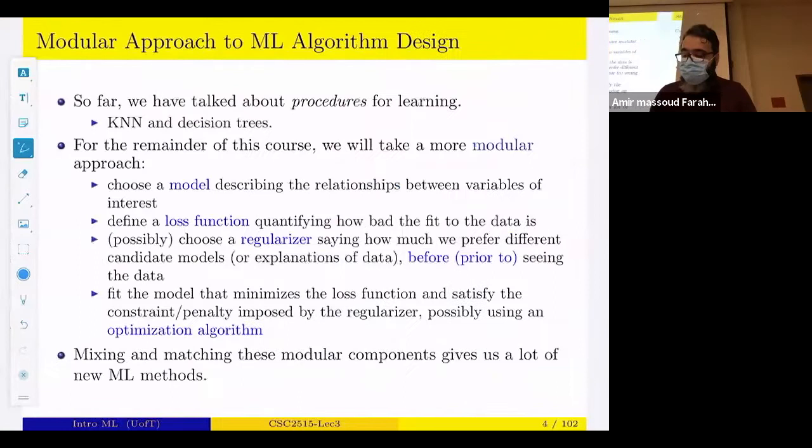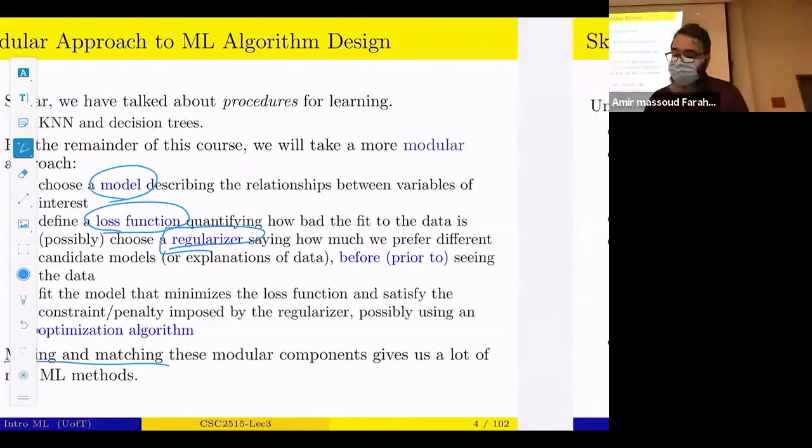So I talked about a modular approach that for most of the remainder of the course we are going to follow. We select a model, for example a linear model, then we select a loss function depending on whether the problem is regression or classification. We haven't got to that yet, but I'm going to talk about it today. And then we may have something called a regularizer, and using the combination of all these things, with some optimization algorithm, we find a model that fits data well and generalizes well. By mixing and matching these components, we get many different methods.